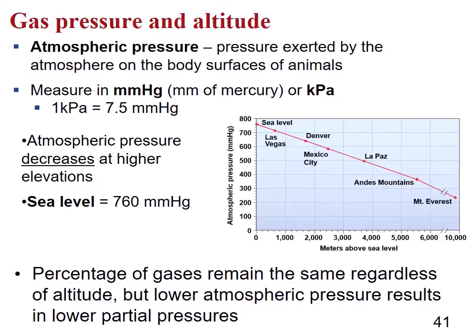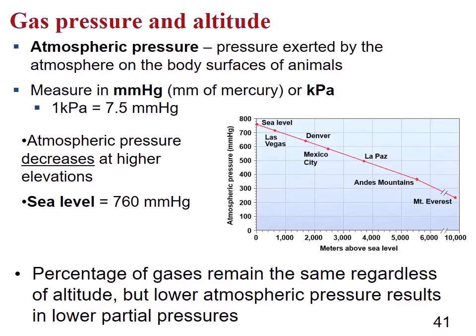That would not be the same definition for atmospheric pressure in a physics class, right? But you measure pressure in millimeters of mercury, mmHg, or kilopascals, which are kPa. And atmospheric pressure decreases at higher elevations. At sea level, atmospheric pressure is about 760 millimeters of mercury, but think about Mount Everest, right?